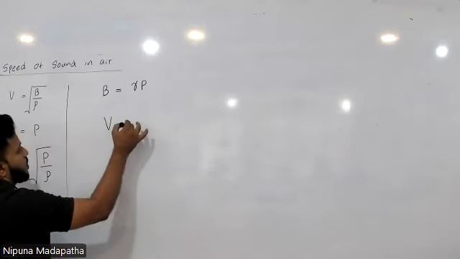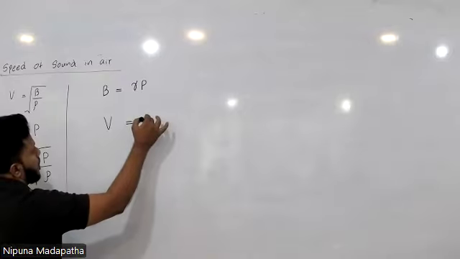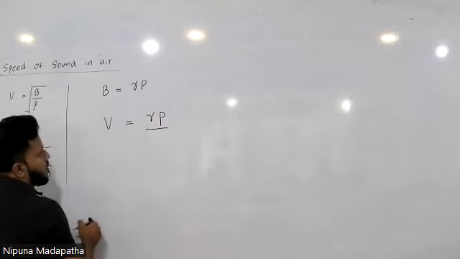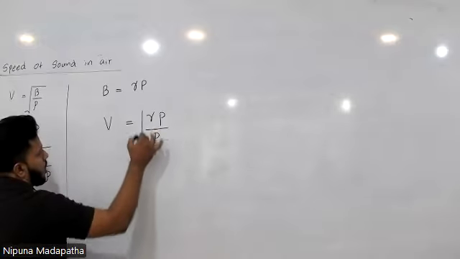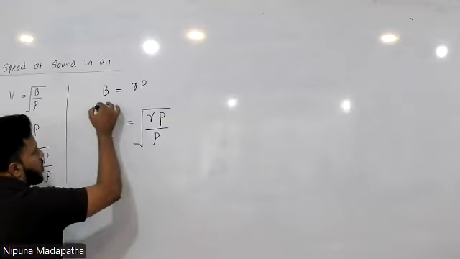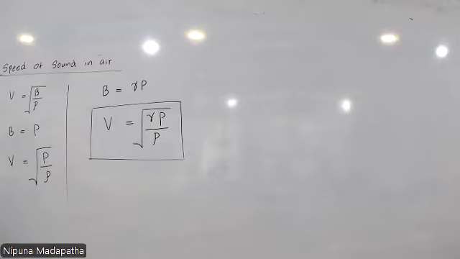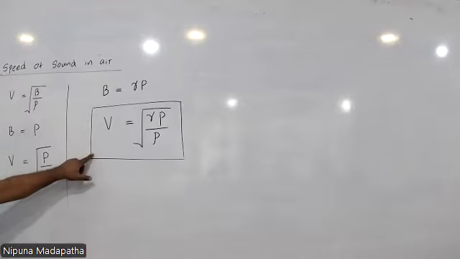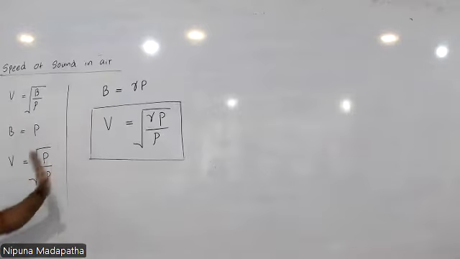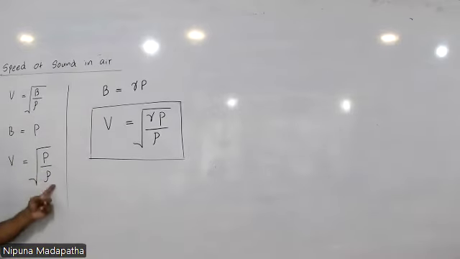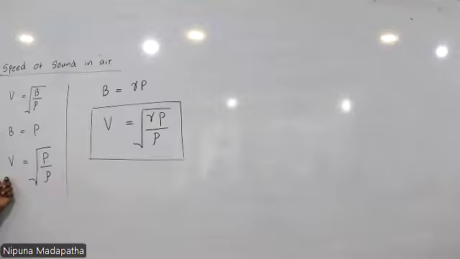So the speed of sound in air is given by this expression: the square root of gamma P over rho. This is the correct equation which gives the speed of sound in air. Right? So nowadays we use this expression to find the speed of sound in air. We also use this expression when we find the speed of ultrasonic waves, ultrasound waves.